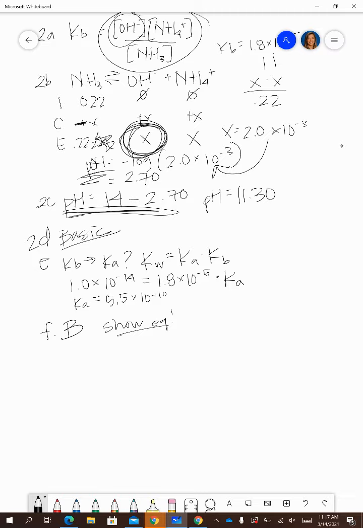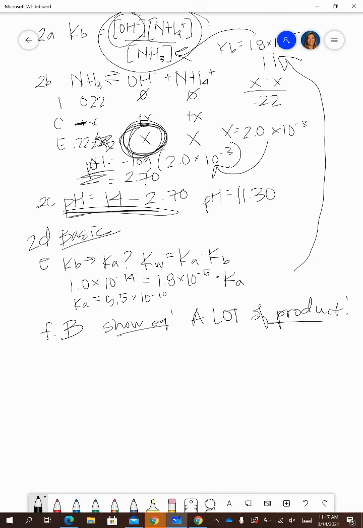And then why should you have picked B over C? Well, C showed a lot of product. And you need to always be thinking about what K means. So this KB is 1.8 times 10 to the negative fifth. If it's way smaller than 1, that means there's a lot more reactant in the denominator than there is product in the numerator. So we should have picked B because it shows much less product.